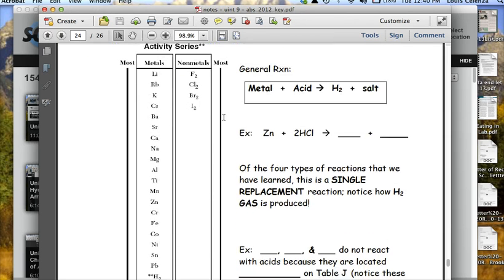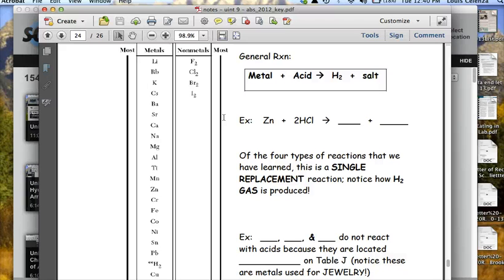Table J is called the activity series. We talked about it earlier, and basically what Table J does is list two things. The metals are on the left side. Most active metals are here. Least active metals are here.